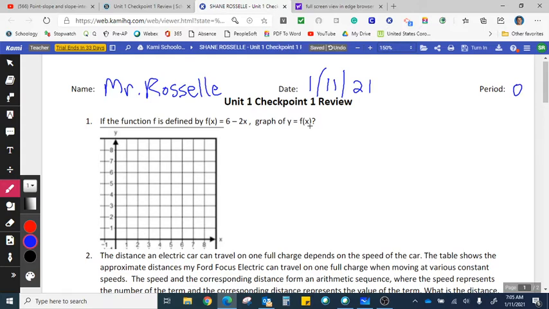Alright, so function notation is y. Another way of writing function notation, what we normally write it as, is y equals mx plus b. M is our slope. B is our y-intercept.